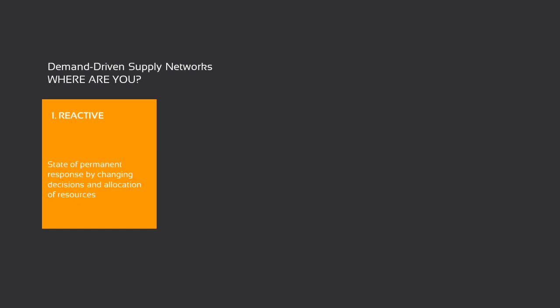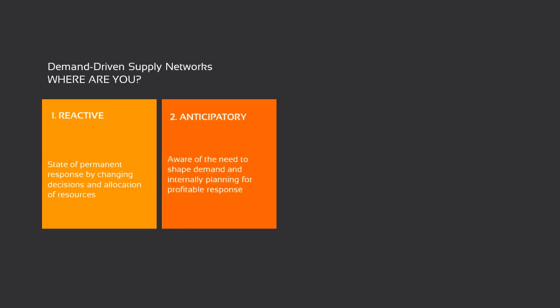Stage 1, they call it the reactive phase, where the supply chain is in a state of permanent response, firefighting. It's always changing decisions, reallocating resources. People are on their cell phones. They can't come to class because they're always on the phone taking emails and answering to the latest emergency. I'm not saying it's not effective. It's a very reactive supply chain.